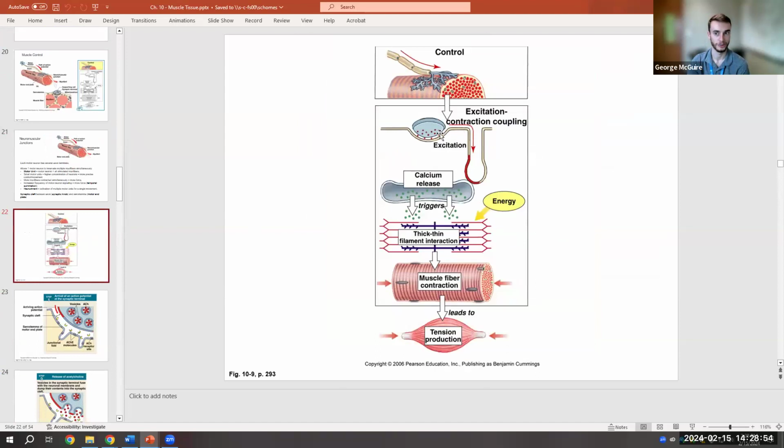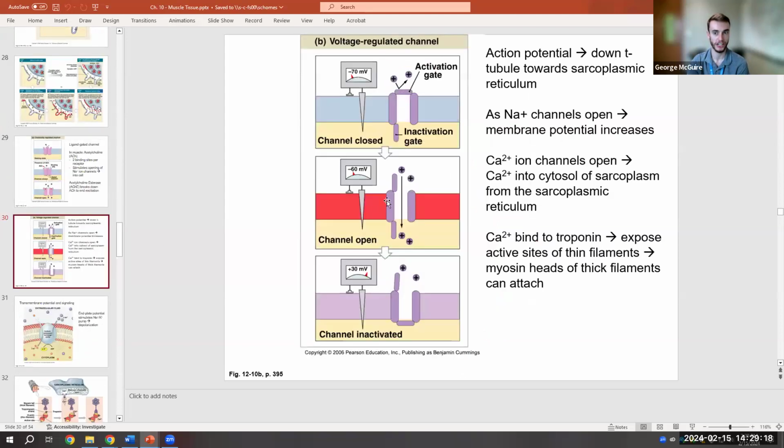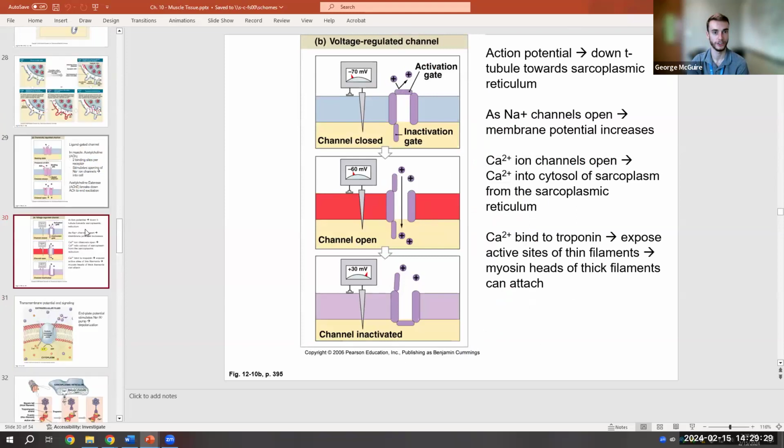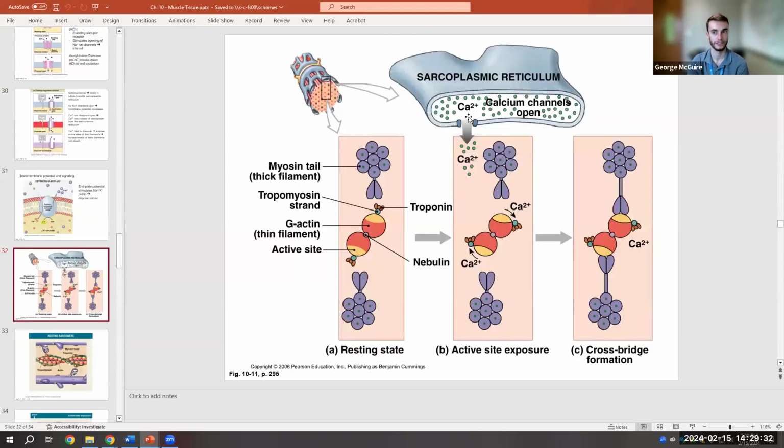And that's basically going to continue all the way down, carrying that action potential down the T tubule, which is the extension of the sarcolemma down into the sarcoplasm, basically. So we have that action potential all the way along the membrane, down these T tubules until they reach the sarcoplasmic reticulum. The sarcoplasmic reticulum has its own voltage-gated ion channels like this that are going to open and allow calcium to flood out of the sarcoplasmic reticulum and into the cytoplasm of the cell, sarcoplasm. So that's what we see here.